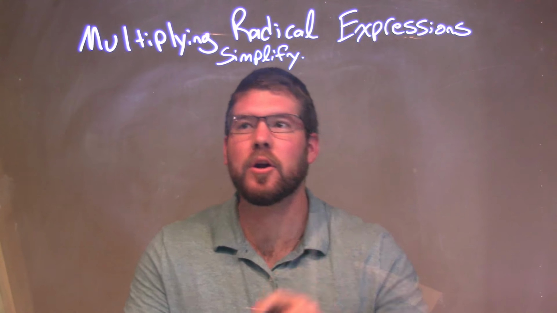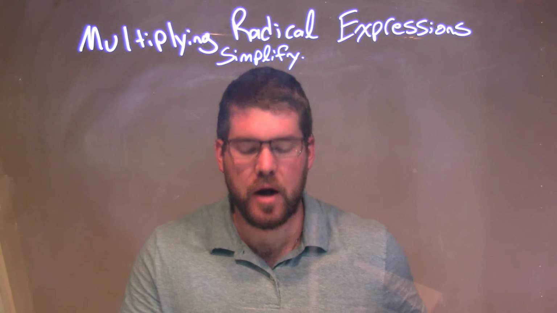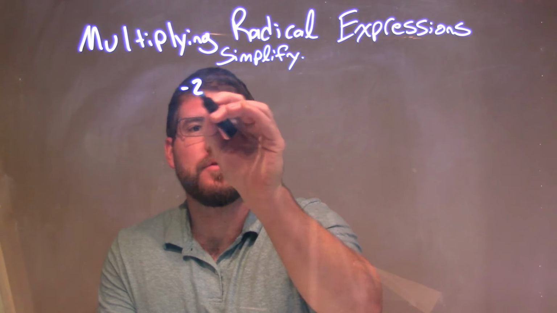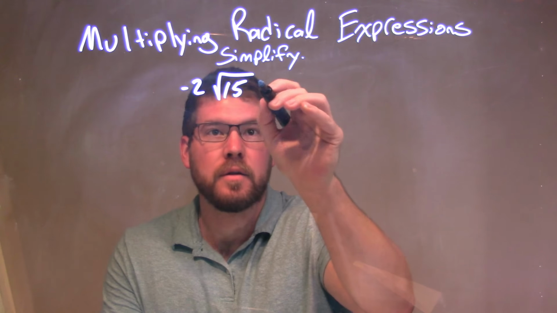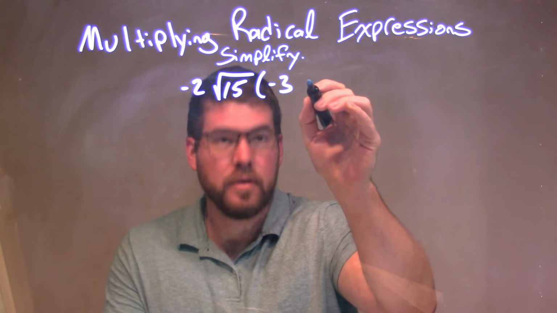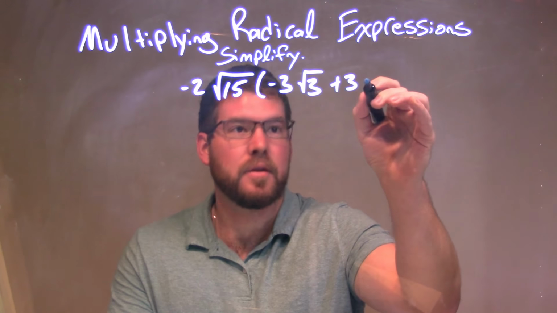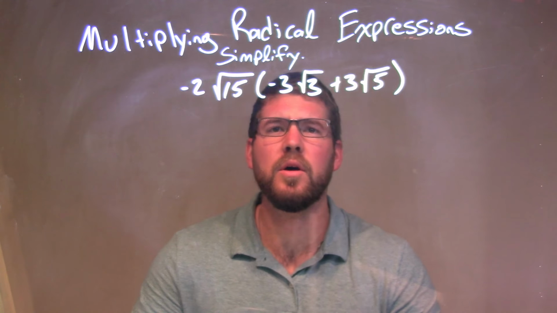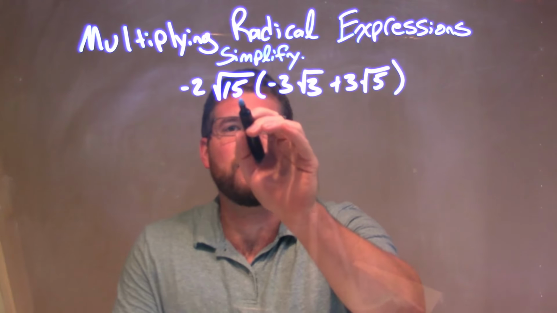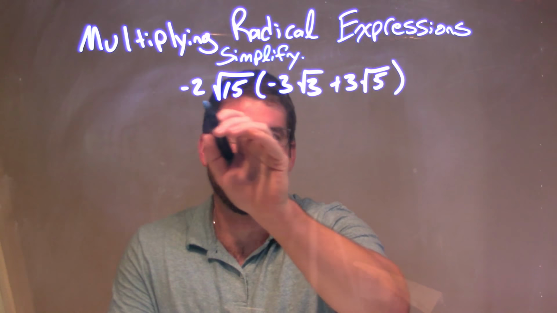And today we're going to learn about multiplying radical expressions. So if I was given this problem, -2 times the square root of 15 times the quantity -3 square root of 3 plus 3 times the square root of 5. Okay? Well, what I want to do here is I need to distribute this -2 square root of 15 to both parts.